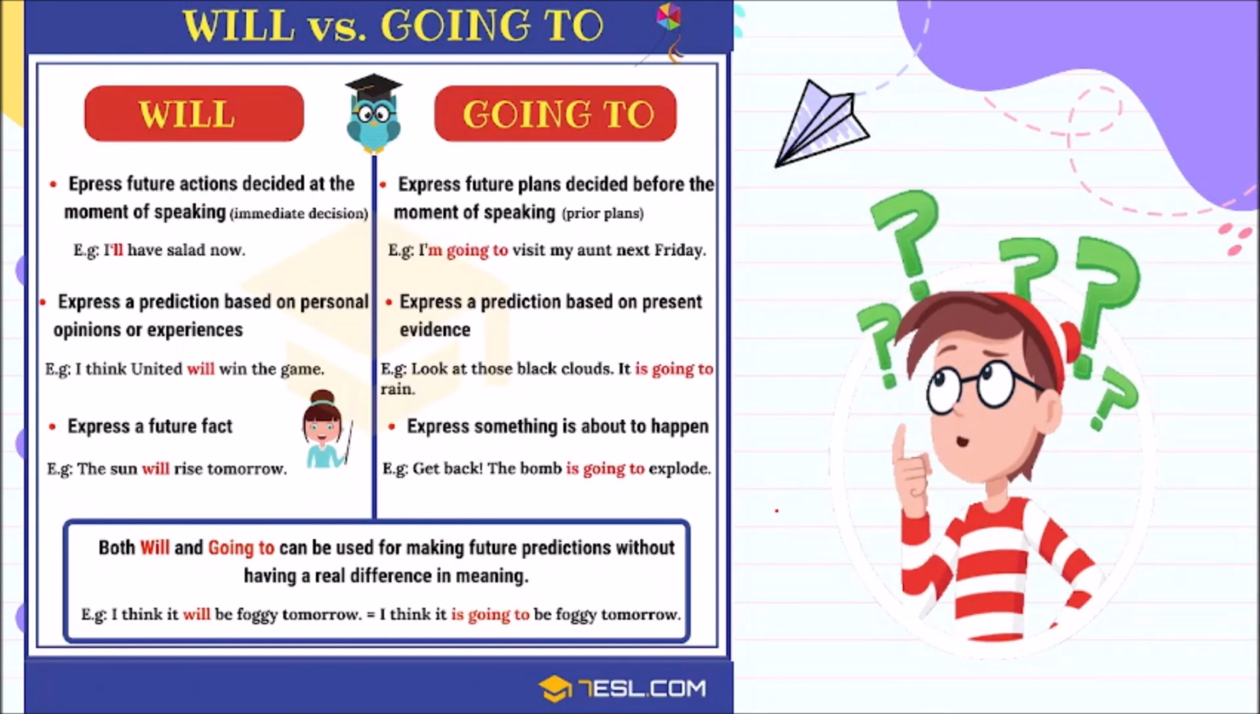For will, it expresses a prediction based on personal opinions or experiences. For going to, it expresses a prediction based on present evidence. And lastly, will expresses a future fact. Going to expresses that something is about to happen. Both will and going to can be used for making future predictions without having a real difference in meaning.